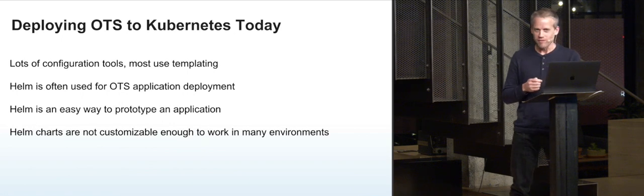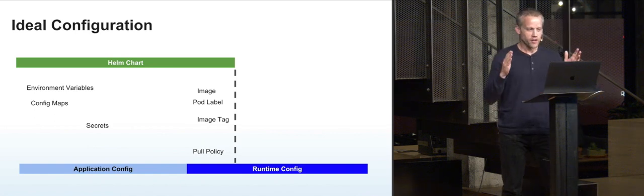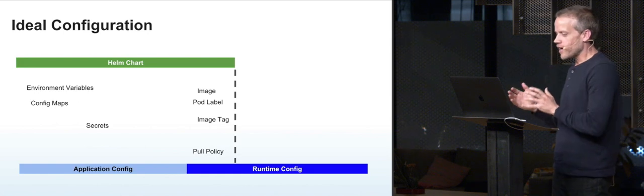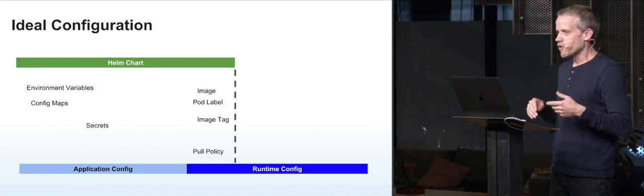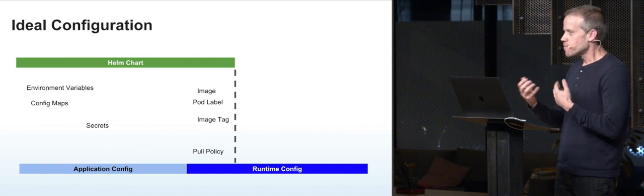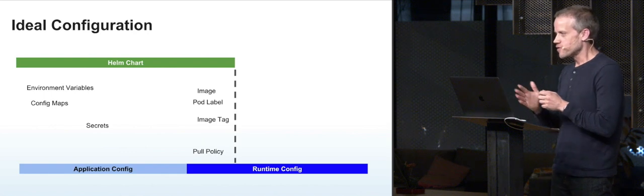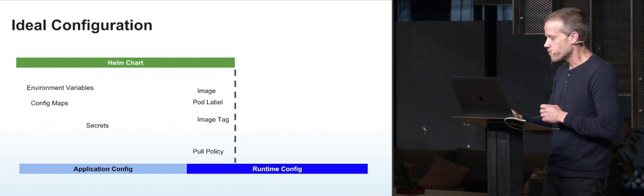One of them, the one that I'm going to talk about right now, is that Helm charts just aren't customizable enough to work in any environment. When you think about somebody who's packaging a Helm chart, they look at, here's everything that you should be able to configure. And it has the application config and, as you can see, part of the runtime config. They might say, here's environment variables, here's settings, here's secrets, here's the image and a pod label and the tag and a pull policy that you want, but you don't have access to anything to the right of that dotted line. You can't get into the additional runtime config of Kubernetes.